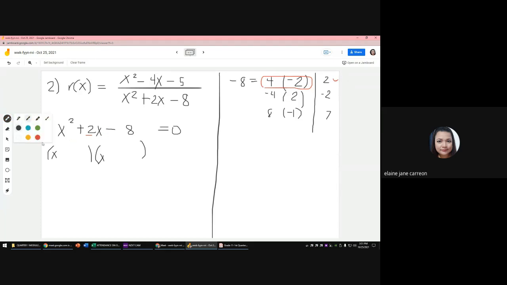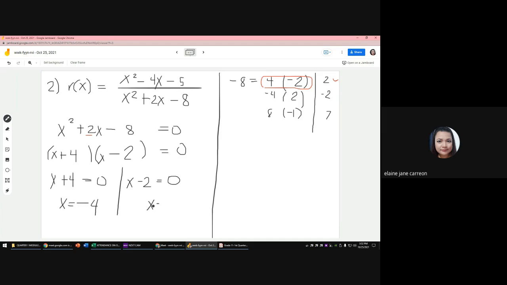And our factors are x plus 4 and x minus 2 equals 0. Okay, we can equate both factors: x plus 4 equals 0 and x minus 2 equals 0. So we transpose 4, it will become negative, and transpose negative 2, it will become positive. So two factors.